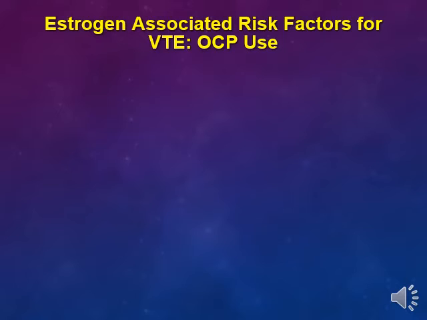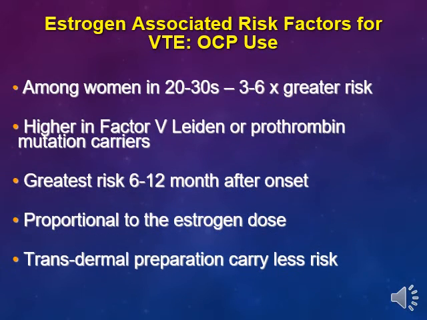Also, estrogen-associated risk factors: females taking oral contraceptive pills. This is common among women taking oral contraceptive pills, with greater risk of development of deep vein thrombosis. The risk is higher also in some cases with deficiency of protein S and C and the presence of mutation of factor V Leiden or prothrombin mutation. The greatest risk is after 6 months to 1 year of the onset of the oral contraceptive pills.